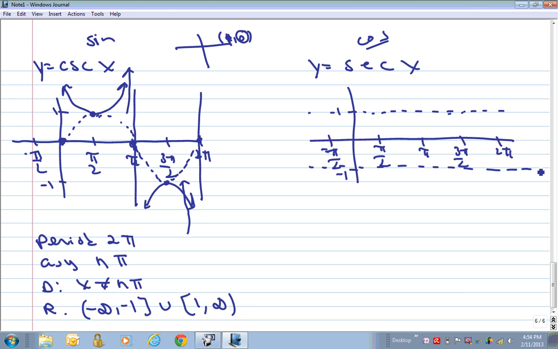All right, remember cosine at the origin starts at 1. So it starts at the top of the amplitude. Then at pi over 2 it goes to 0, pi, bottom of the amplitude, 3 pi over 2, 0, and 2 pi back to 1. All right, again, where it crosses the axis is our asymptotes.